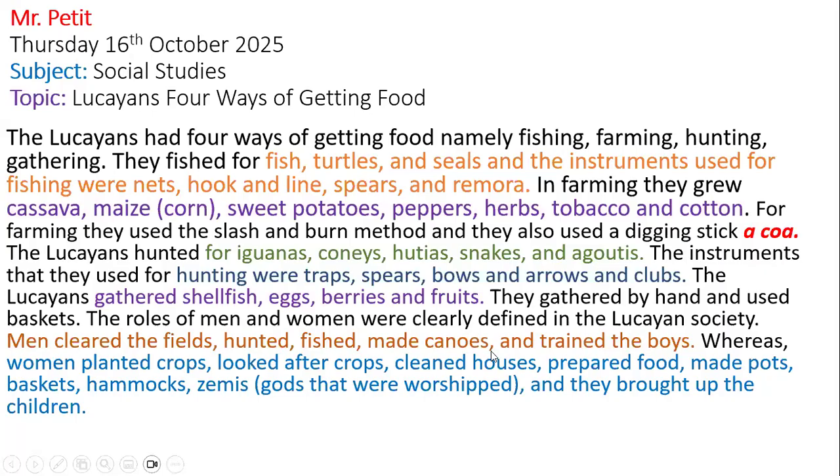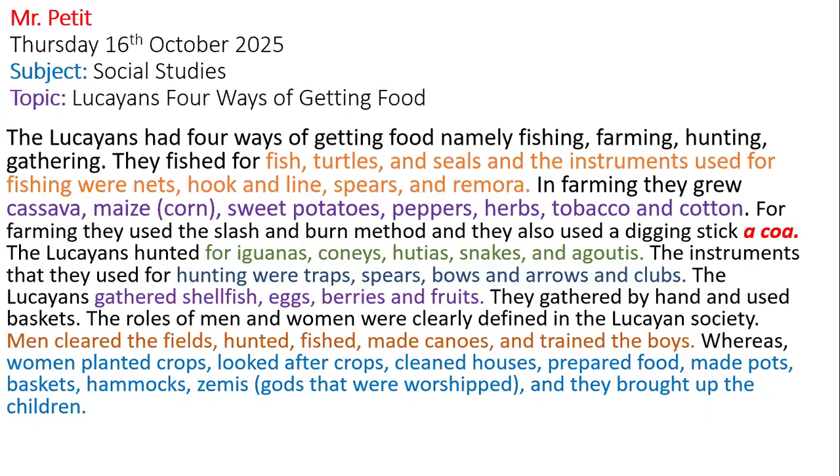They would look after the crops. They would plant some crops. They would clean the house. They would prepare food. They would make baskets. They would clean the zamis. They would raise the children properly. So a lot of the time they were basically caretakers. They made sure everything was organized and looked after. But the men specialized in things that involve strength, hunting, bravery, force. That's what the boys and the men typically would focus on.